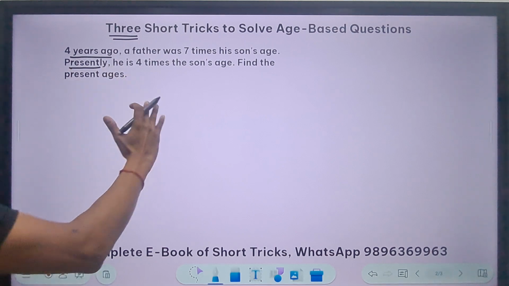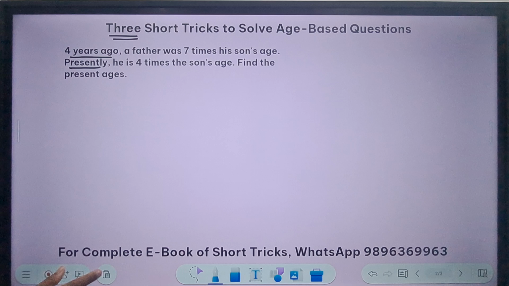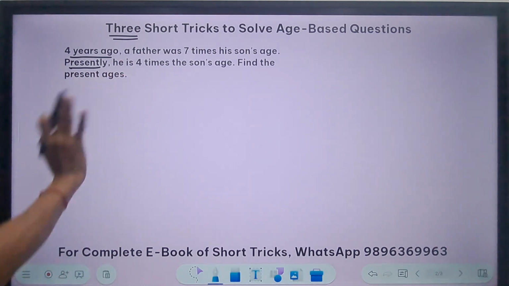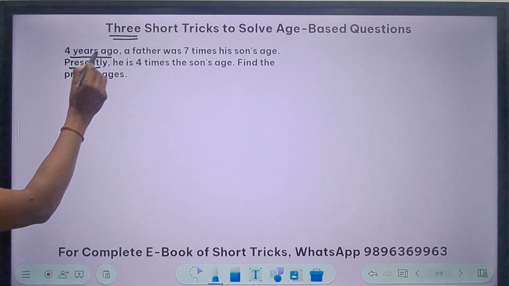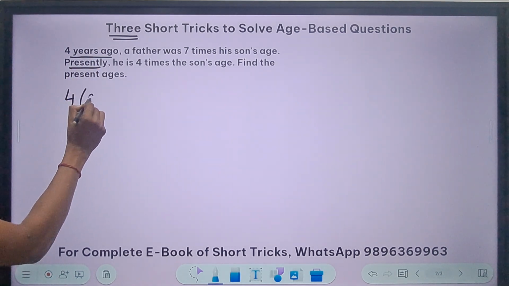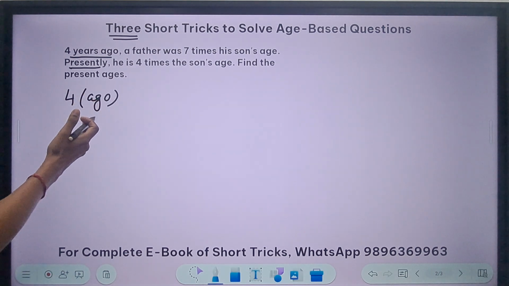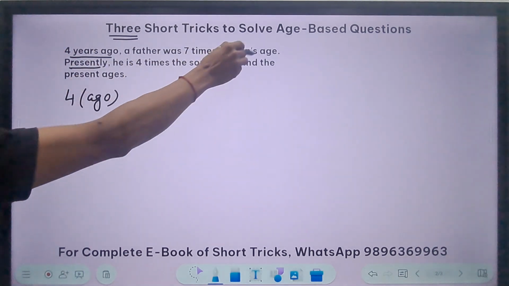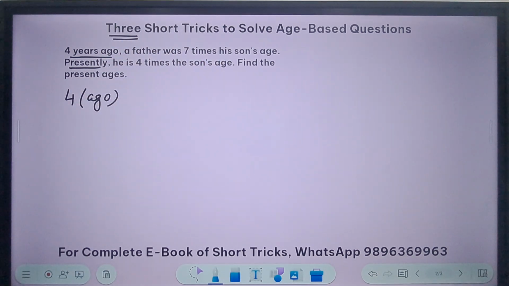And now you know what will be the third short trick. That will be present and later, right? So let's see what modification we have to do in the first case to get to the answer of this particular case. So in this case, let's see the values. It is given that 4 years ago. So 4 ago. So I am writing these steps just to make you understand the things. But if you don't write it, you can interpret it directly from the question and put it in the formula. You will get the answer directly.